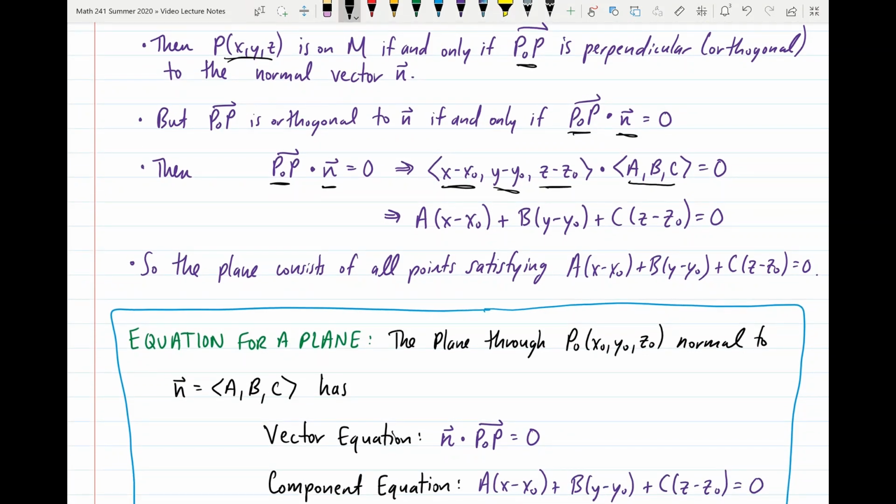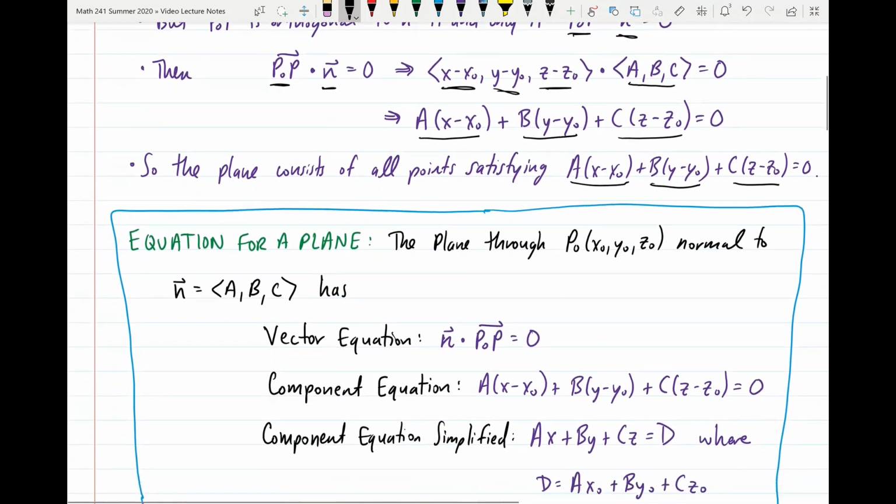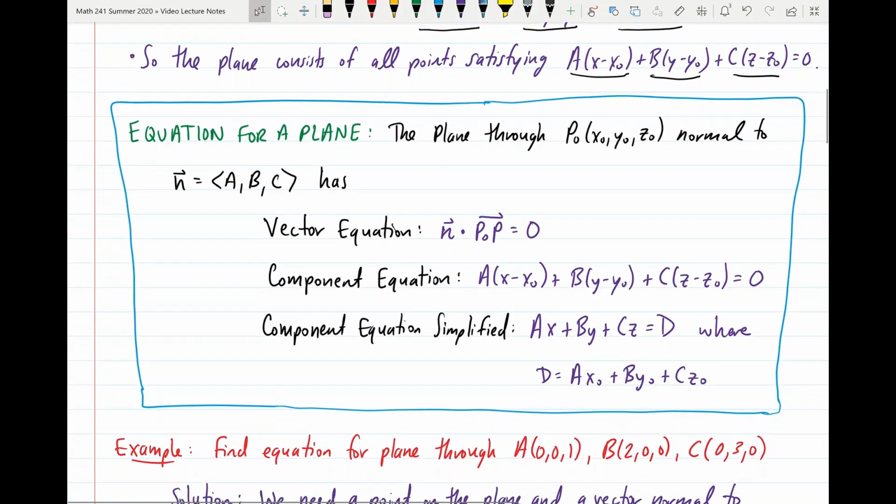And now we're going to apply the definition of the dot product. So we find that A times x minus x0 plus B times y minus y0 plus C times z minus z0 is equal to 0. So the plane, or plane M, consists of all points satisfying the equation A times x minus x0 plus B times y minus y0 plus C times z minus z0 is equal to 0. And this leads us right into our first big discovery for this section, which is the equation for a plane.